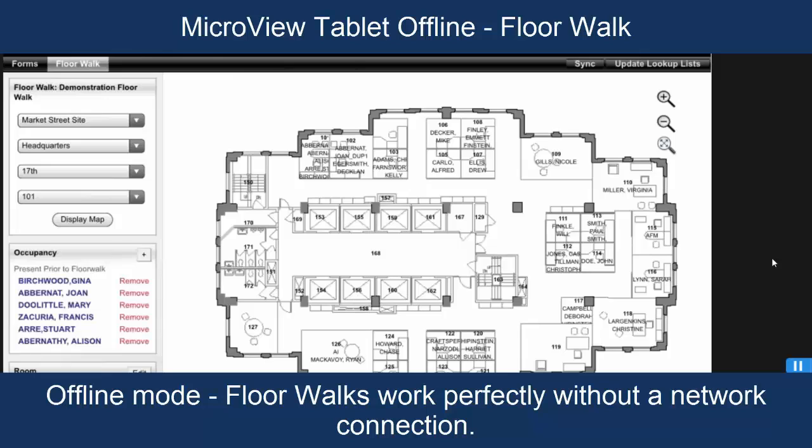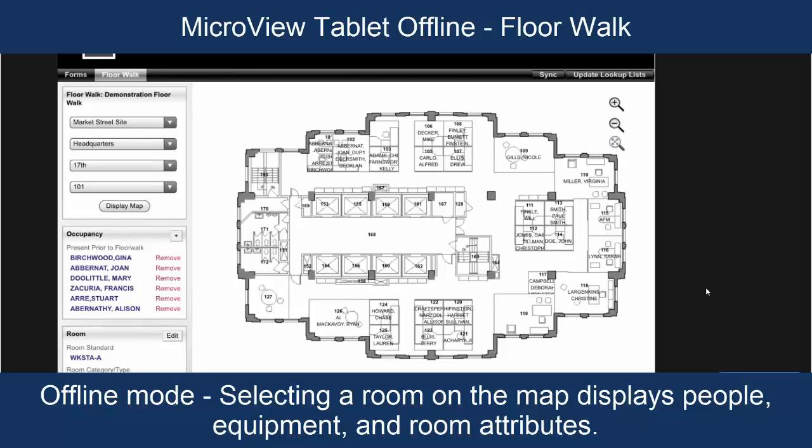Need to double tap that. And it shows some information here in the column on the left about the occupancy, room attribute information, and equipment. So there's several people sitting in this room, no equipment, and some attributes for the room. Obviously, one of the most valuable things you're doing with a Floorwalk is finding out who physically sits in the space.